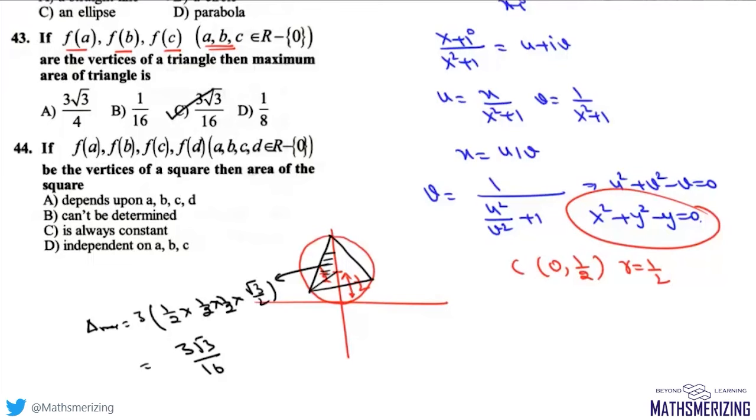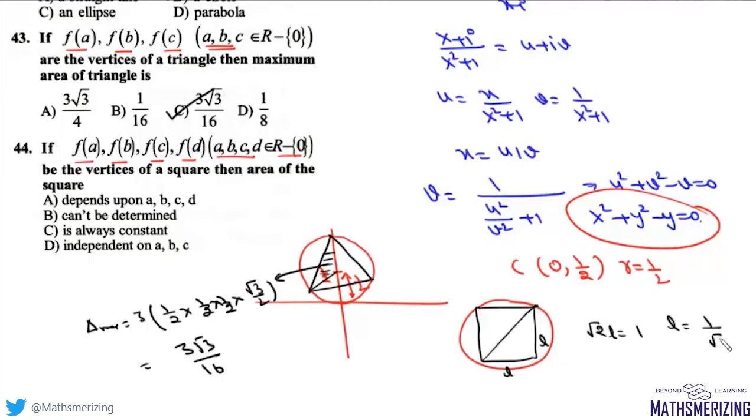And question number 44 is, if f(a), f(b), f(c) and f(d), where a, b, c, d are in R minus 0, are vertices of a square, then we need to find the area of this square. Now again, since a, b, c, d are real, this square will lie inside this circle. So we have this circle and then a square inscribed in this circle. Now let the side length be L. So we know that root 2 L must be equal to the length of the diameter, which is 1. So the value of L is 1 by root 2.